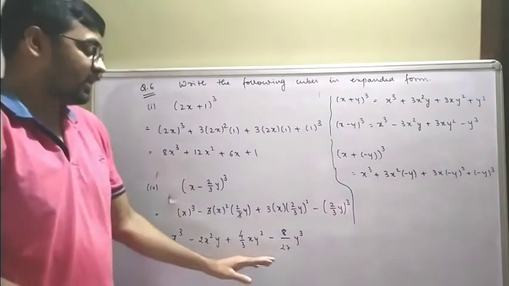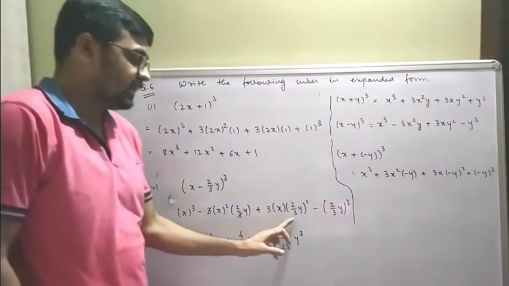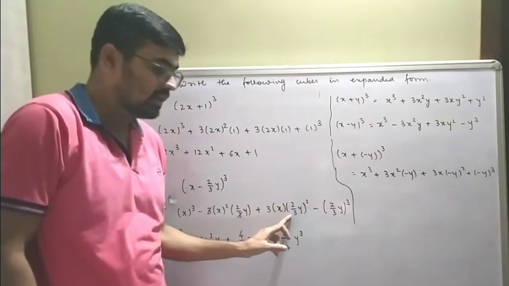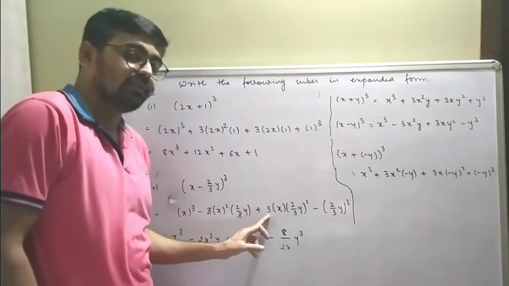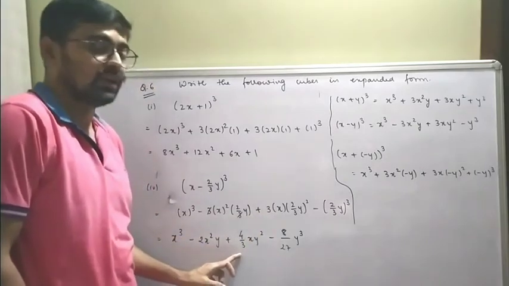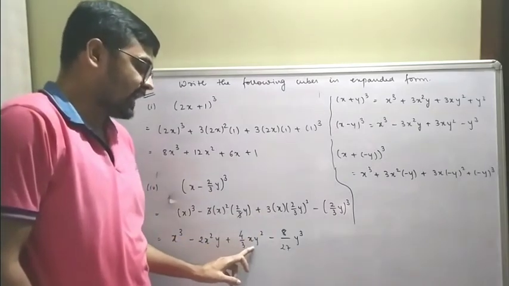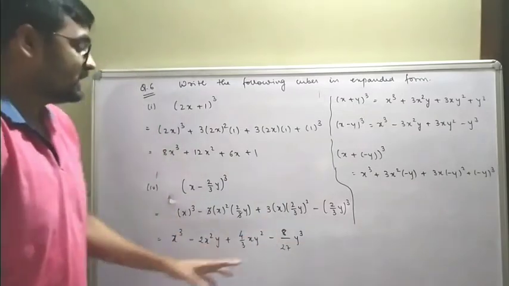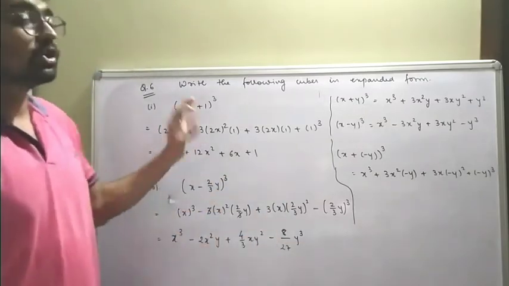This is the factor. Please pay attention here. It is 2 by 3 y whole square. So this will become 4 by 9. And that 9 will get cancelled with this 3 and 3 is left over here. So it becomes 4 by 3 x y square minus 8 by 27 y cube. This is how we can expand a cube.